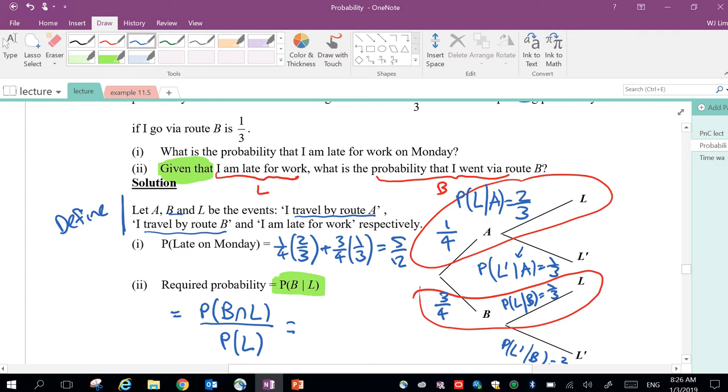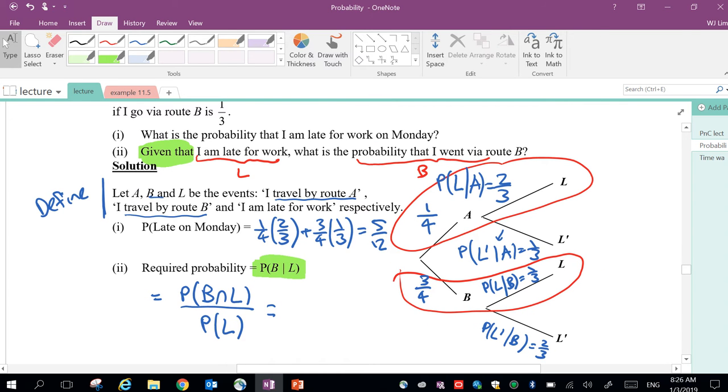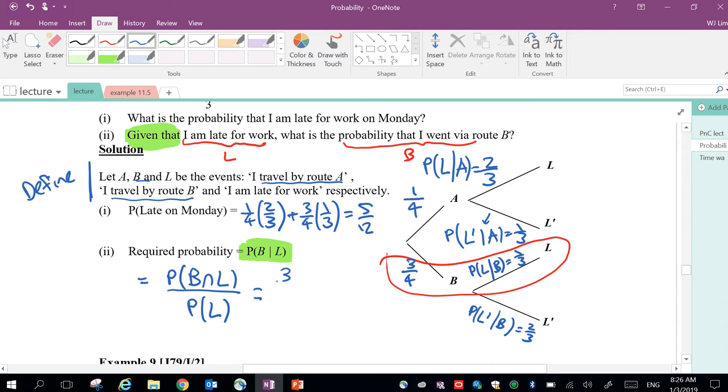The next time I ask you, you don't know, you write it 5 times. Okay, so probability B intersect L, where is B intersect L? It is already circled for you. Here will be 3/4 multiply by 1/3, divide by this, the bottom, which was part 1's answer, 5/12. So this gives you 3/5.